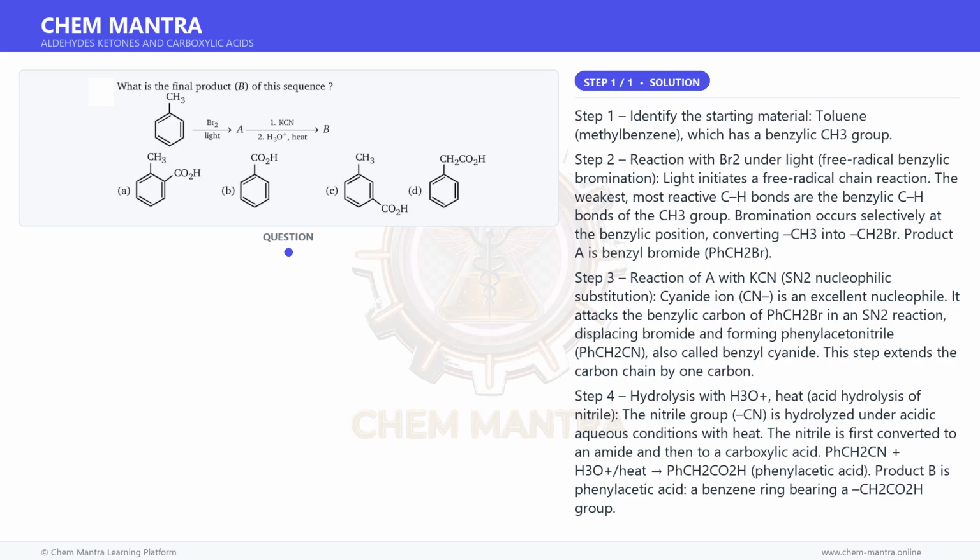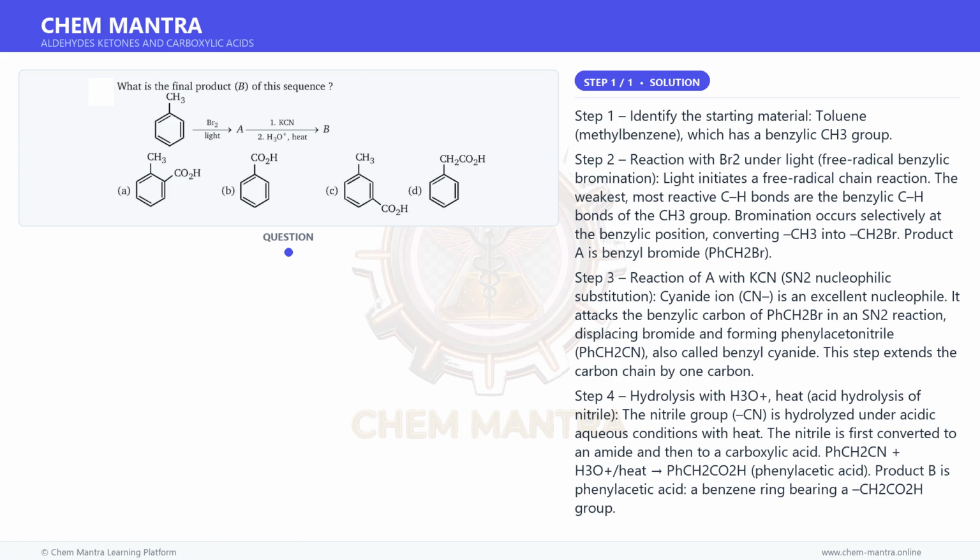Step 4. Hydrolysis with H3O+, heat, acid hydrolysis of nitrile. The nitrile group, CN, is hydrolyzed under acidic aqueous conditions with heat. The nitrile is first converted to an amide and then to a carboxylic acid.